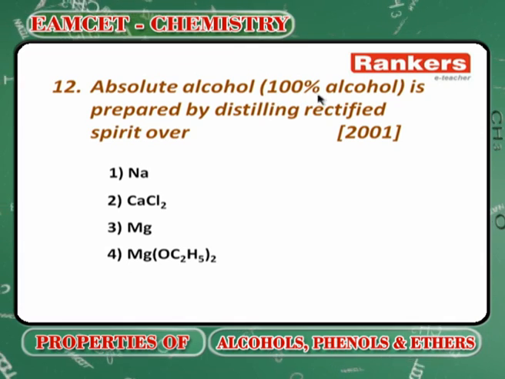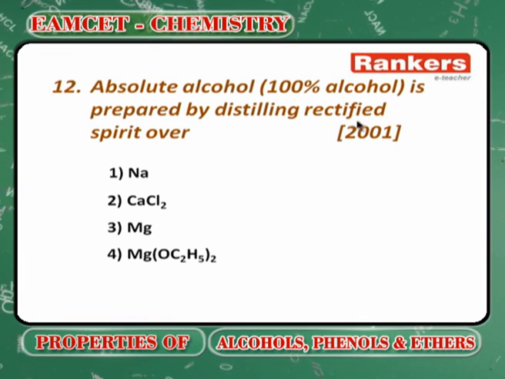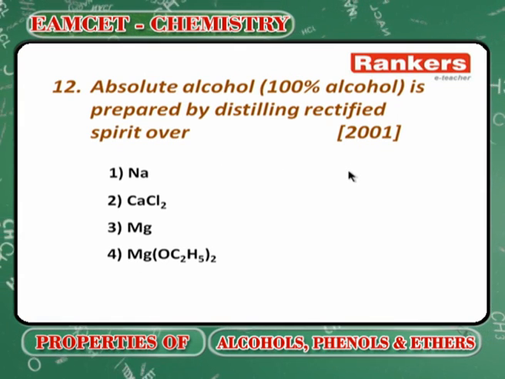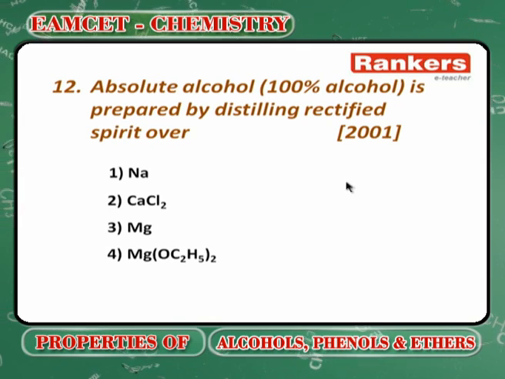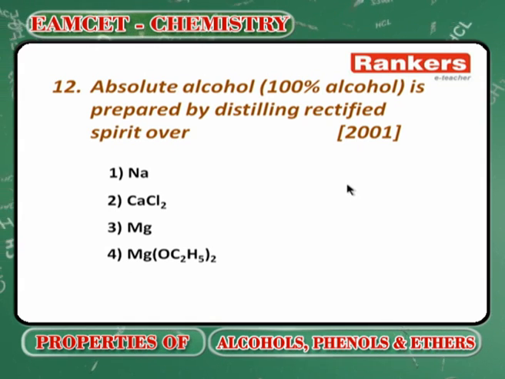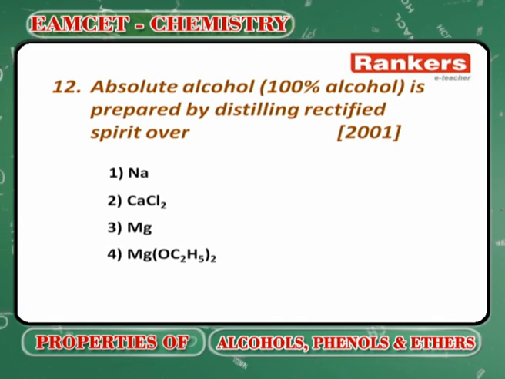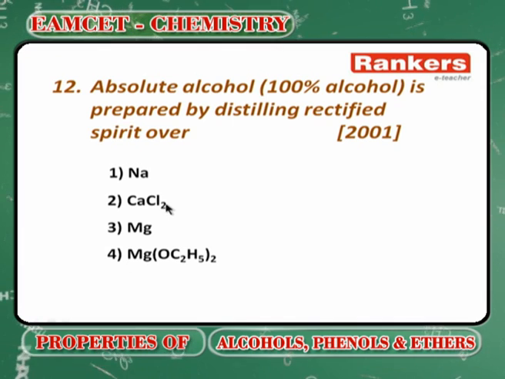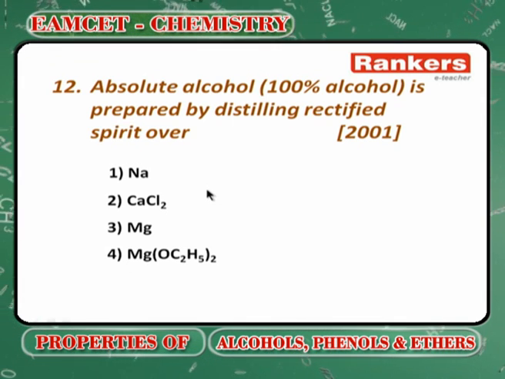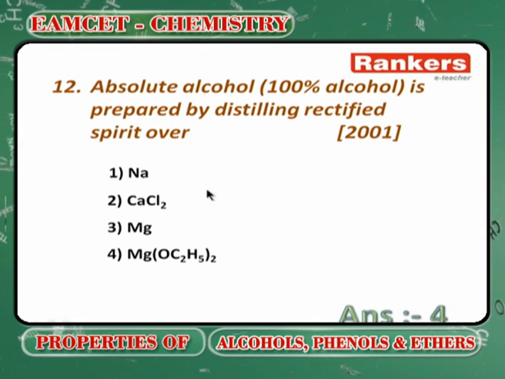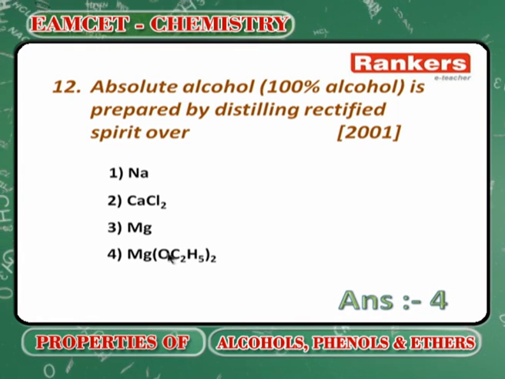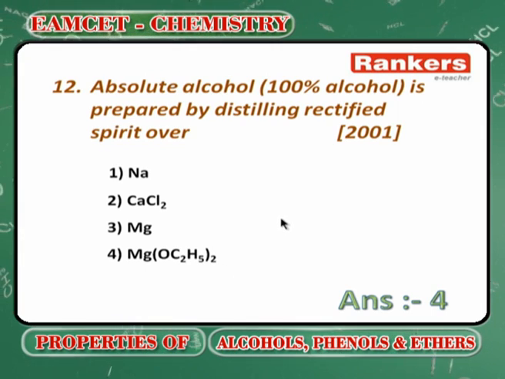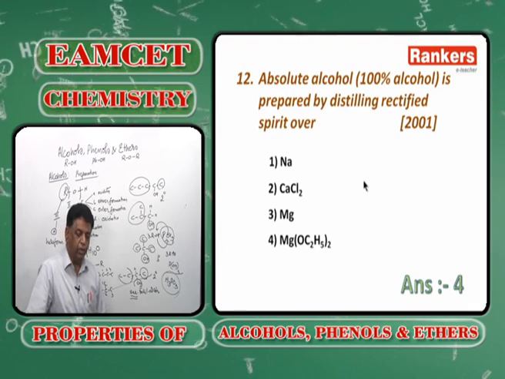Absolute alcohol means 100% alcohol, prepared by distilling rectified spirit. Rectified spirit means 95 percent alcohol, so some water will be there in the rectified spirit. To remove this water, ordinary distillation or fractional distillation will not be useful because an azeotropic mixture is formed. You have to treat with a chemical reagent like magnesium ribbons, the third option, or magnesium ethoxide, the fourth option. Actually, the fourth is given as the option here, but even magnesium ribbons is given in some books. Heated calcium oxide also works here.